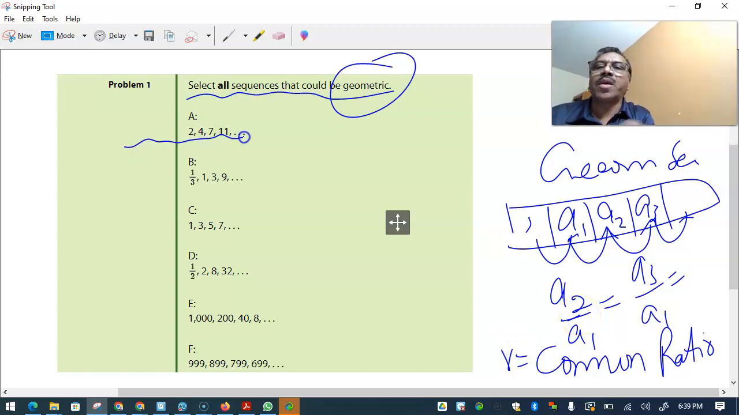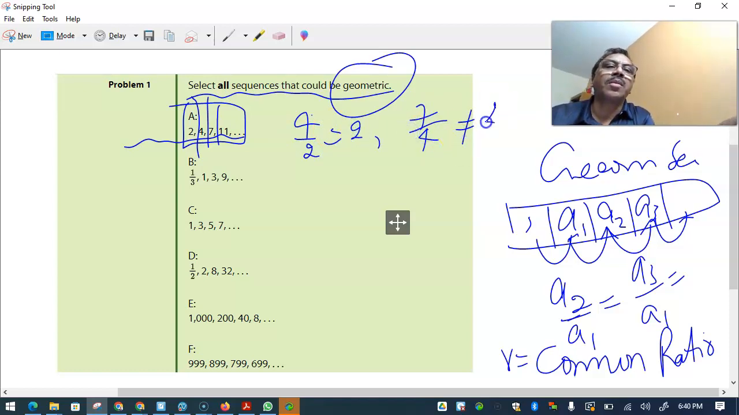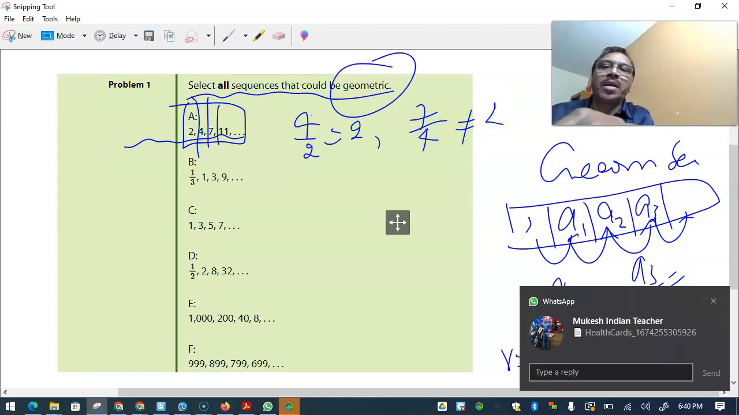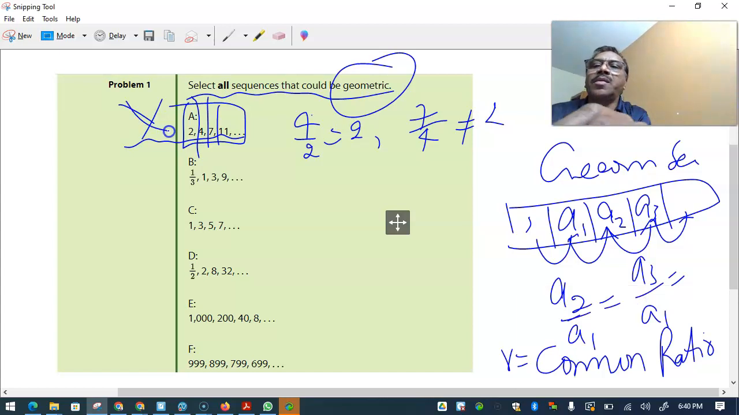Let's check the first one. If I make a table like this, you can clearly see 4 over 2 is 2, but 7 over 4 is not 2. So the first one cannot be, this is not a geometric sequence. What about the next one?